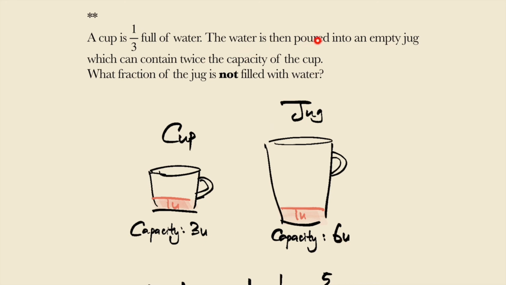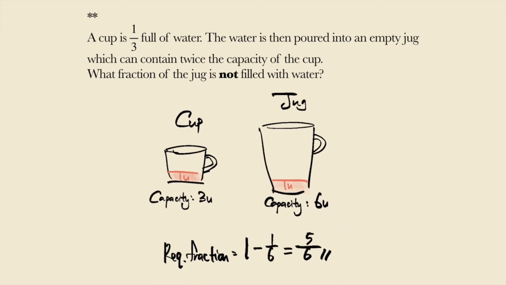Now the water is then poured. Isn't the same unit of water poured in here? Okay, so this means that 1/6 of the jug was filled, but what fraction was not filled? It's 1 whole minus 1/6, that's 5/6.